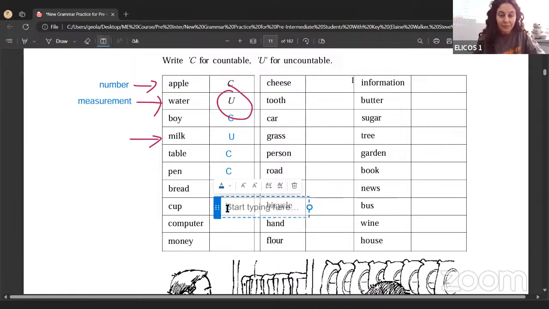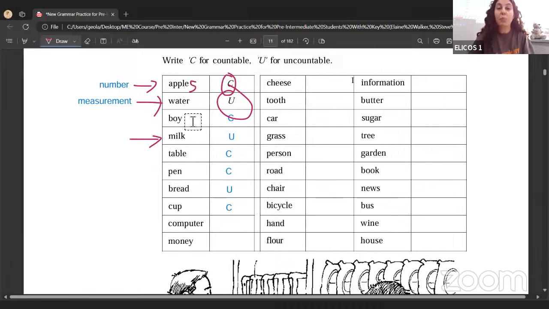Cup. Countable, yep, 3 cups, 4 cups. And remember, in the countable, you add an S when you want more than one. So only S to the countable. The uncountable, no, you don't add an S, because it's in the measurement where you say, 2 liters of water, 3 liters of water.